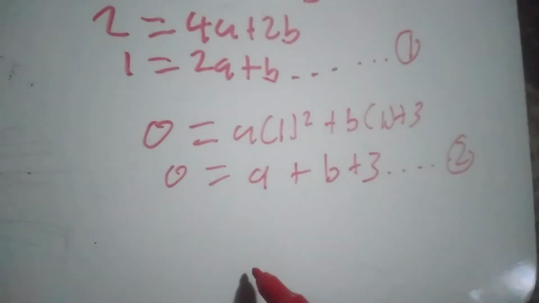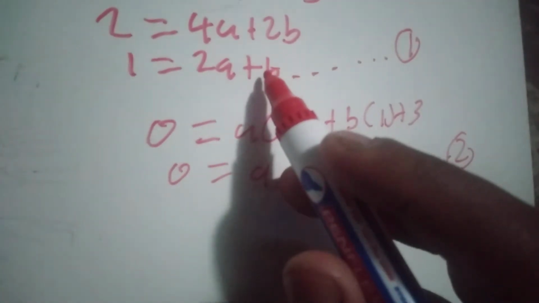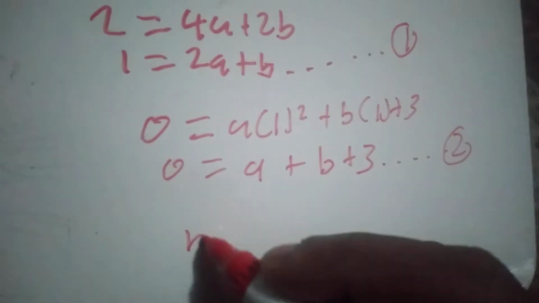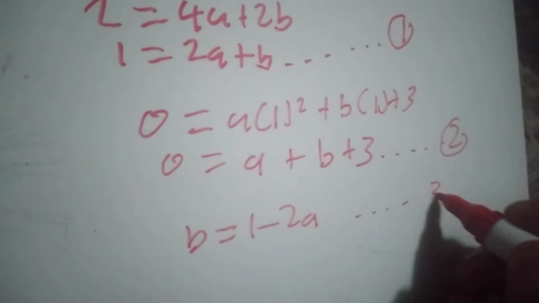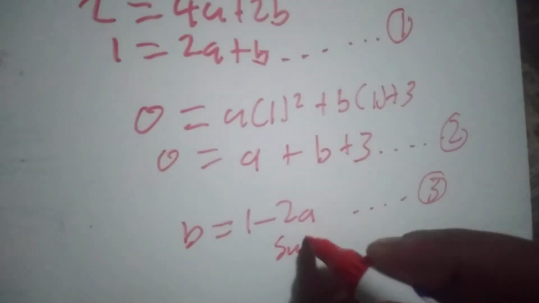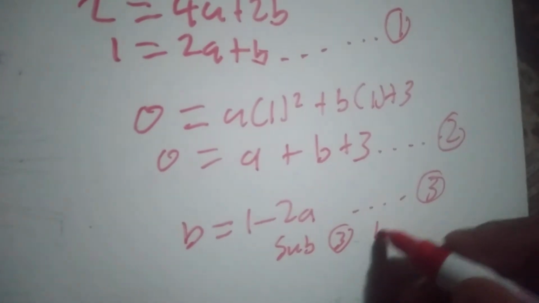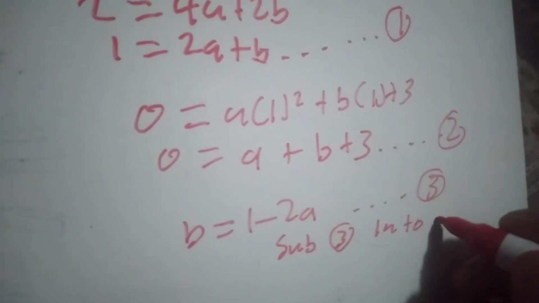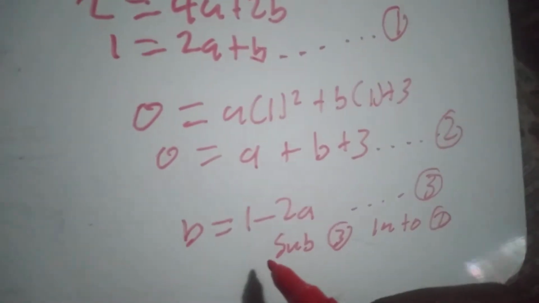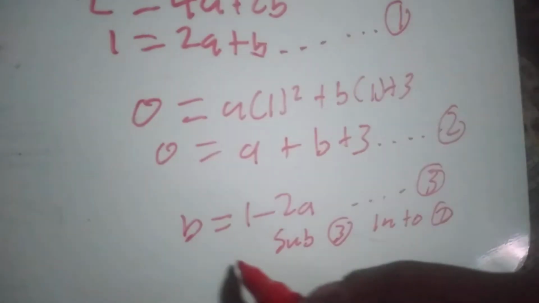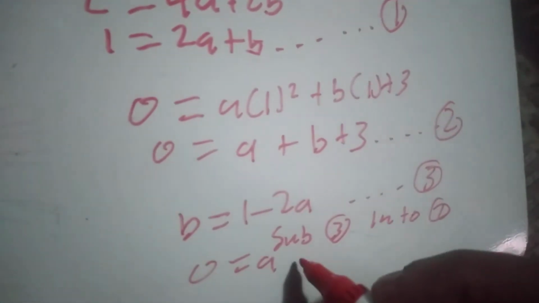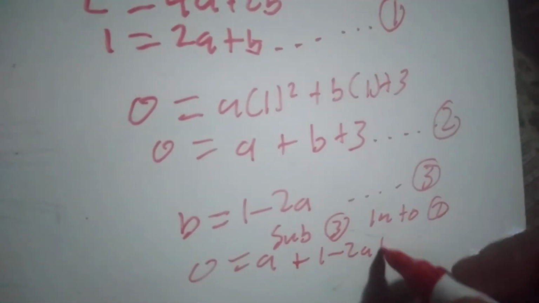So I'm going to use the substitution method. So I'm going to create my third equation by making b the subject of the formula. So this is going to be b is equals to 1 minus 2a. So this is going to be my equation 3. And then I'm going to substitute equation 3 into 2, the unmanipulated one. So it means wherever I see b in the second equation, that's where I have to put this, since b is equals to that stuff. So it means 0 is equals to a plus 1 minus 2a plus 3.